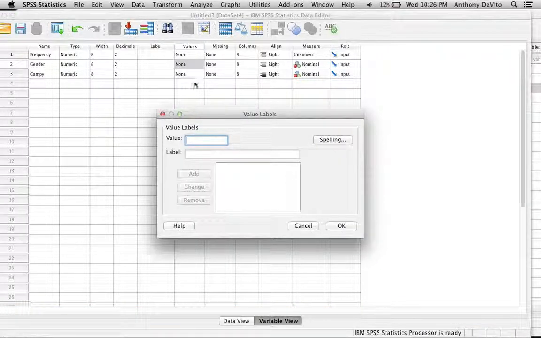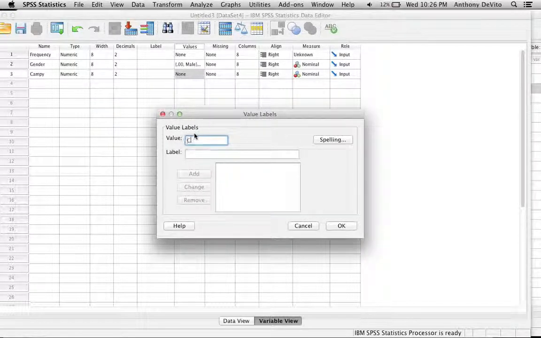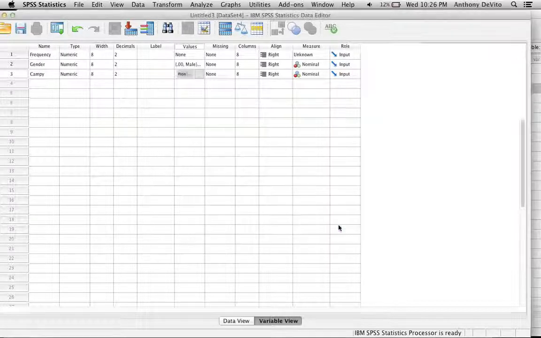I'm going to say that the value 0 represents that gender was male, and 1 represents female. Then I'm going to go over to Campy, and for Campy being the cause of the illness, I'm going to say 0 is Campy caused it, and 1 means not Campy, some other bacteria, some other organism.